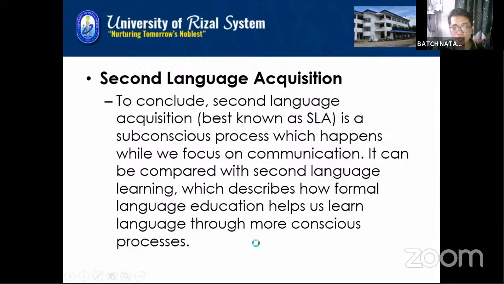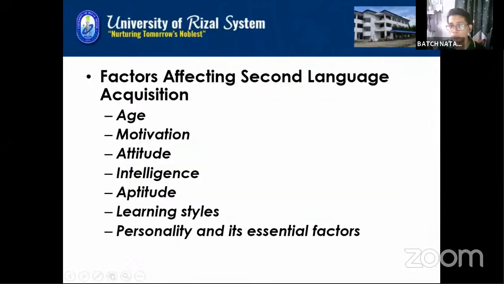So from the book of Brown, which is one of our references, he mentioned the different factors affecting second language acquisition, or language acquisition per se. These are age, motivation, attitude, intelligence, aptitude, learning styles, personality, and other essential factors. We will be discussing them one by one. And just like what I mentioned to you a while ago, we'll be trying to relate it to some of those theories that we discussed, specifically from Krashen's point of view.